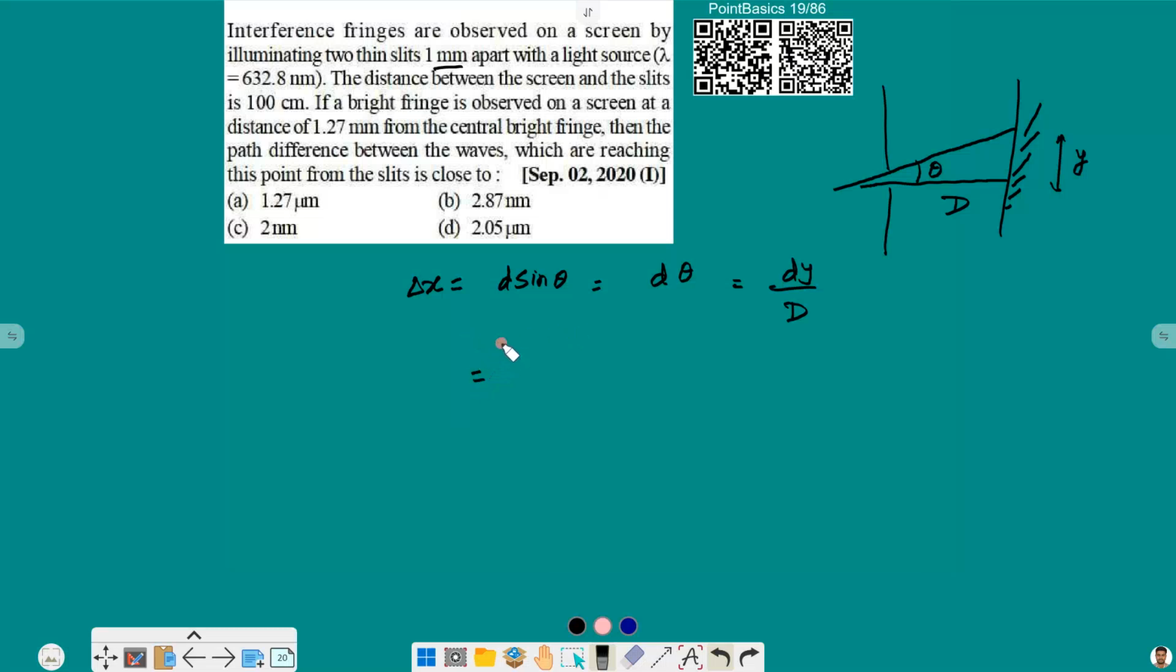So if we substitute values, here d is 10 raised to power minus 3 and the distance is given to be 100 centimeter. So capital D will be 1 because it is 100 centimeter. And bright fringe observed on the screen at a distance from the central bright fringe means y is 1.27 millimeter, so 1.27 into 10 raised to power minus 3. So this is the path difference basically, and it will be 1.27 into 10 raised to power minus 6 meter.